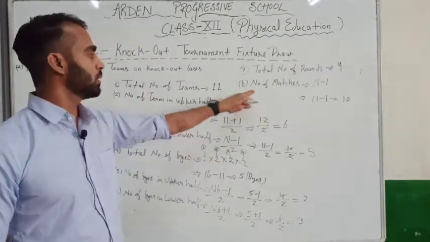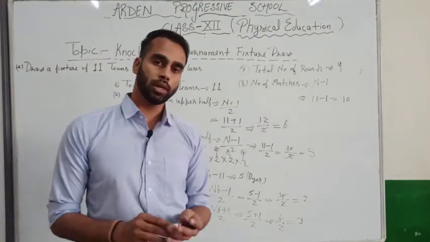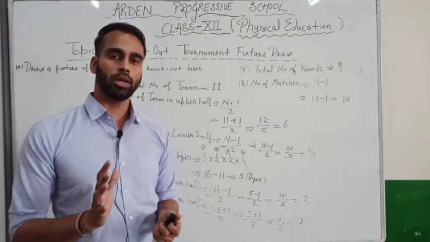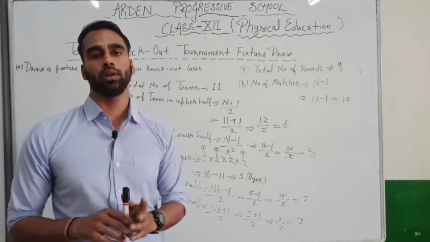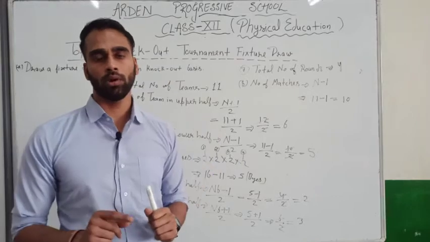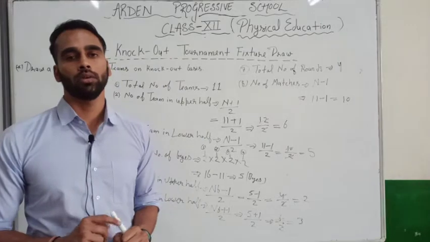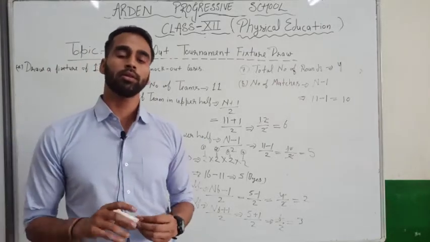The last step, step 8, is the number of matches. The formula is n minus 1, where n is the number of teams, and the total number of teams is 11. So 11 minus 1 is equal to 10. So the total number of matches is 10.